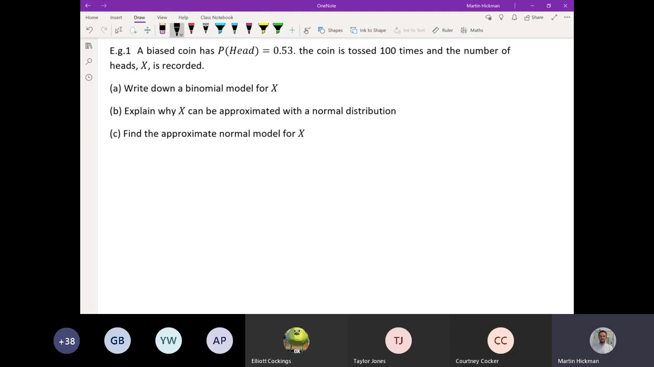Right, so on to our examples here. So I'm going to go through 3 examples. I'm going to give you a chance to do the past paper question at the end yourself, so you can have a go at something as well.